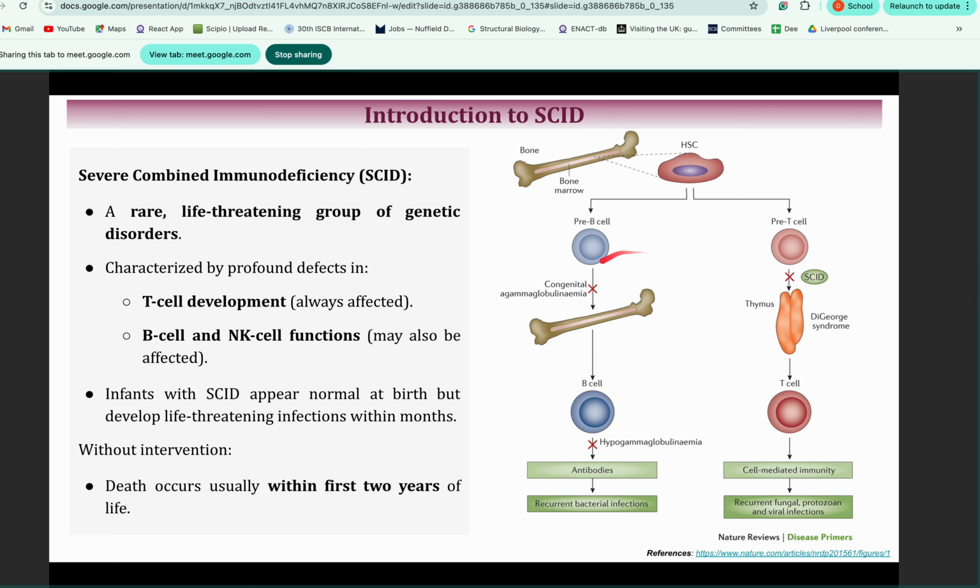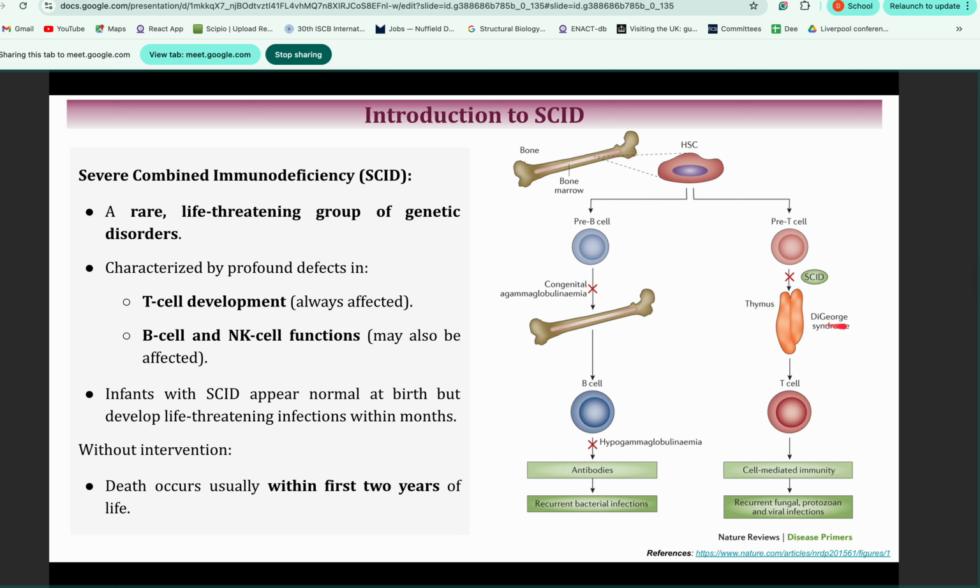So in the case of SCID, this is a particular disorder in which the B cells do not get properly matured into complete B cells. So this will lead to certain bone defects. Similarly, in the case of pre-T cells, if SCID happens, then pre-T cells will not be able to get converted into mature T cells. There will be an issue with the thymus, because the thymus is an organ in which T cells get matured. So we have seen earlier, now due to this SCID, the T cells will not be able to get matured.